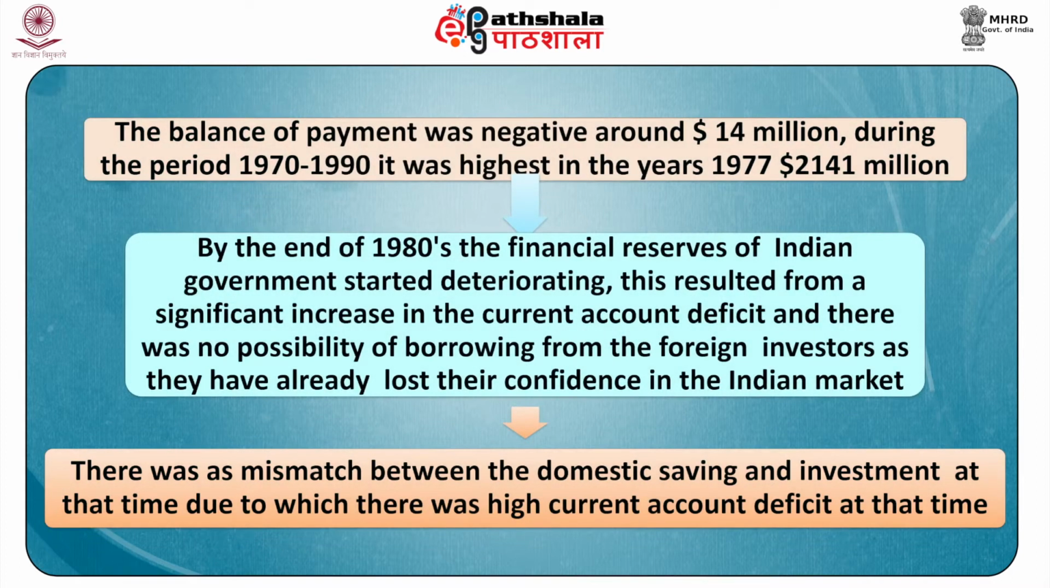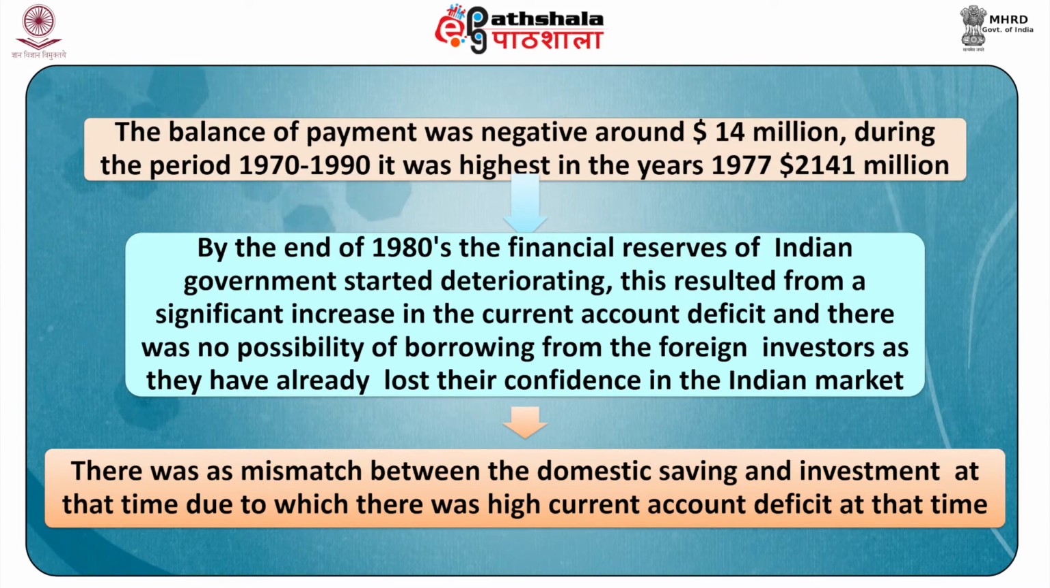In the mid-1980s, exports began to grow slowly because of the adoption of modern technologies in the industrial sector. But still the growth of exports was slower than the growth in imports. That is why the BOP did not improve, though exports were growing. The balance of payment was negative, around $14 million, during the period 1970 to 1990. It was highest in the year 1977, where it reached $2,141 million. By the end of the 1980s, the financial reserves of the Indian government started deteriorating.